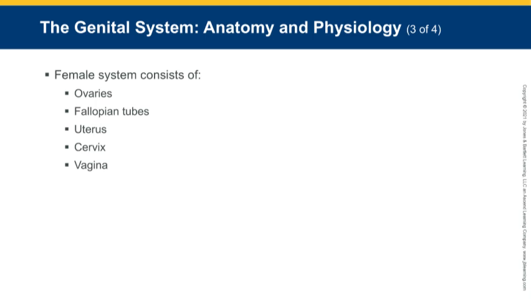The female system consists of the ovaries, fallopian tubes, uterus, cervix, and vagina.